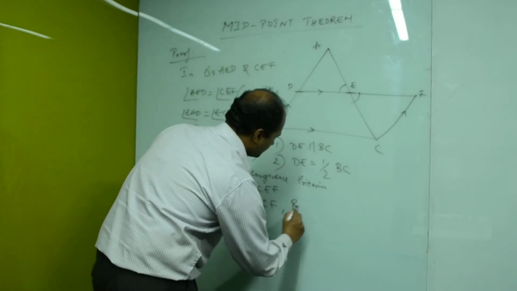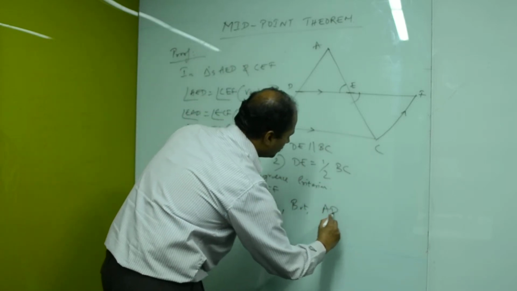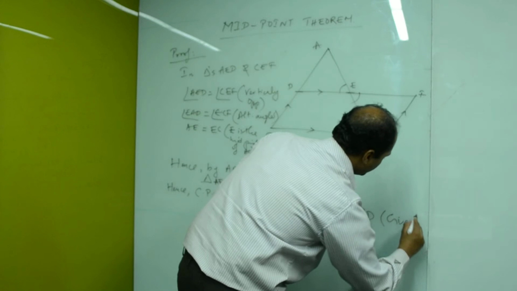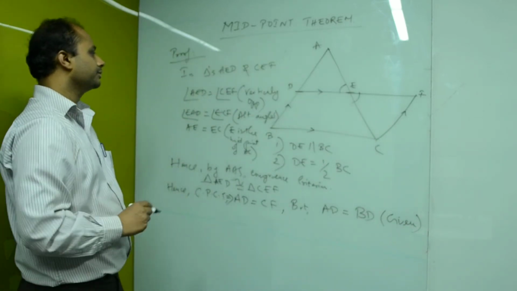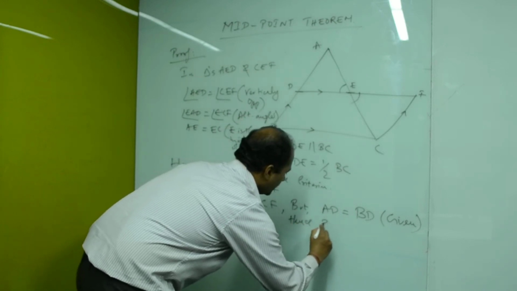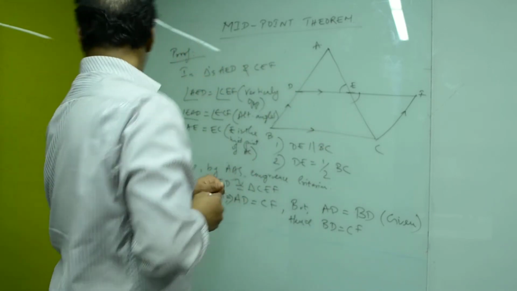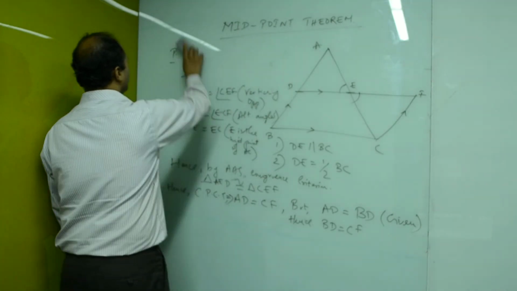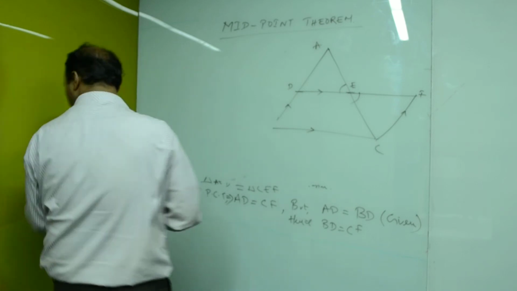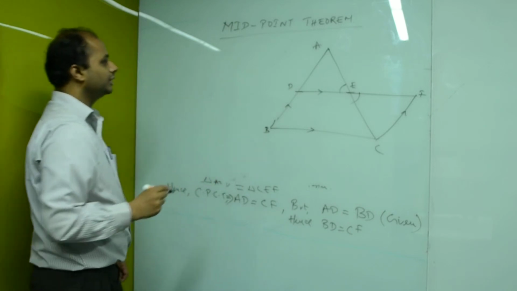But AD is also equal to BD. This is given. AD equals BD. Hence, BD is equal to CF. BD equals CF.